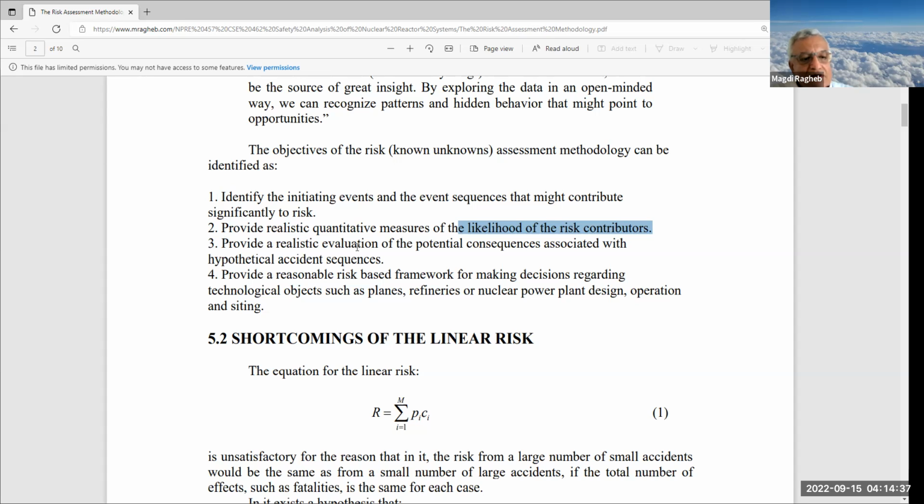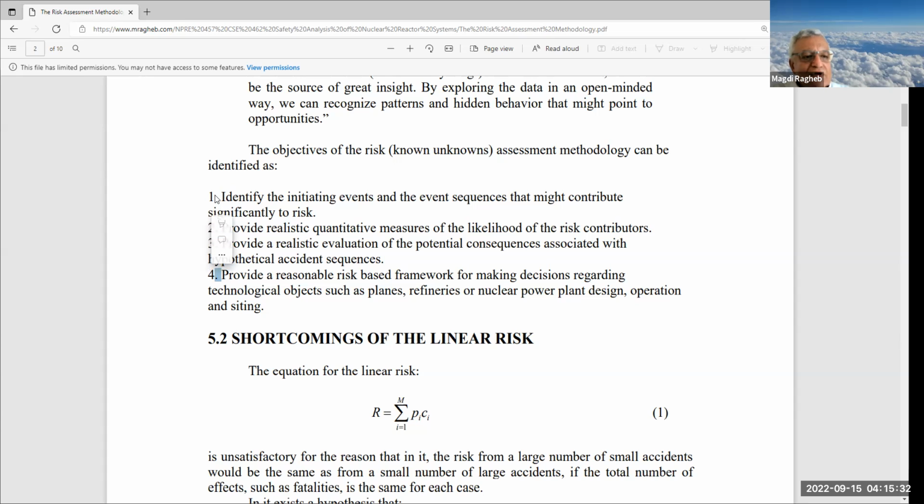Third step is to provide an evaluation or a quantification of the potential consequences associated with hypothetical accident sequences. We create sequences that may not have occurred or may never occur, but as engineers, we assume that we know about how the system behaves, and that would be the process of fault tree analysis and event tree analysis that we learn later on. And then once you do this, you provide a reasonable risk-based framework for making decisions regarding technological objects such as planes, refineries, nuclear power plant designs, operation, and siting. You'll find that this part here, number 4, is a different field of engineering and science. 1, 2, 3 is what we'll try to cover in our course. 4 becomes a different field.